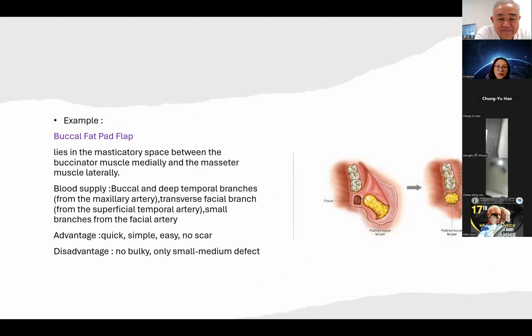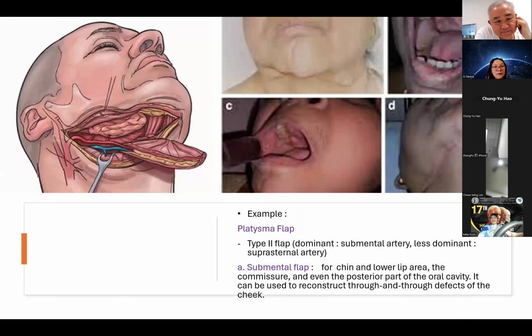The disadvantage, of course, is that it's only for small and medium defects. You can use it either for the palate, for the cheek, or if you have marginal mandibulectomy defects where you do not want to do any free flap reconstruction, you also can use this buccal fat pad flap as well.